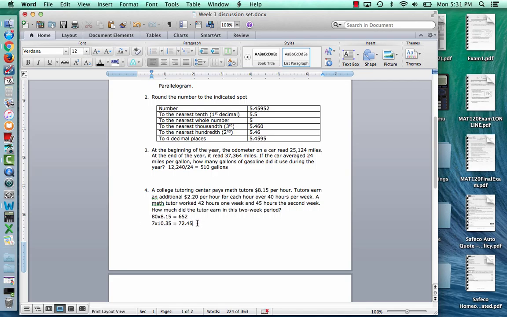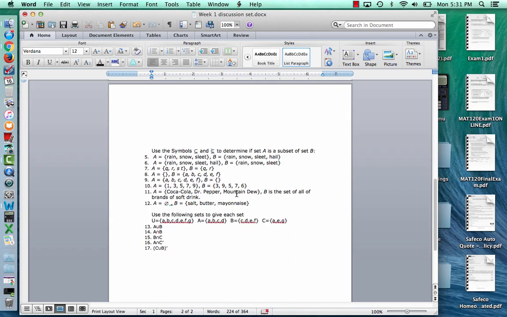Then I add these two numbers to get a total of $724.45. I should label that with a little dollar marker up front. That is the final answer.